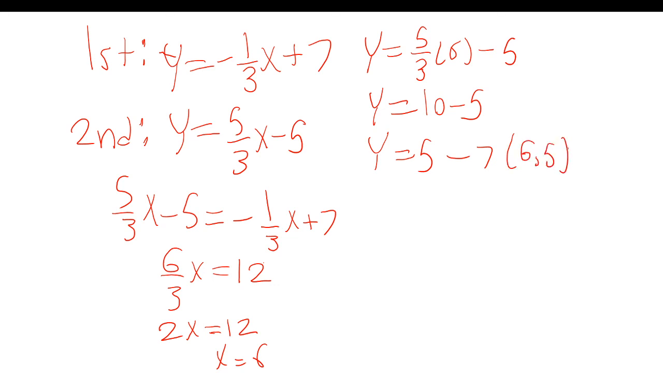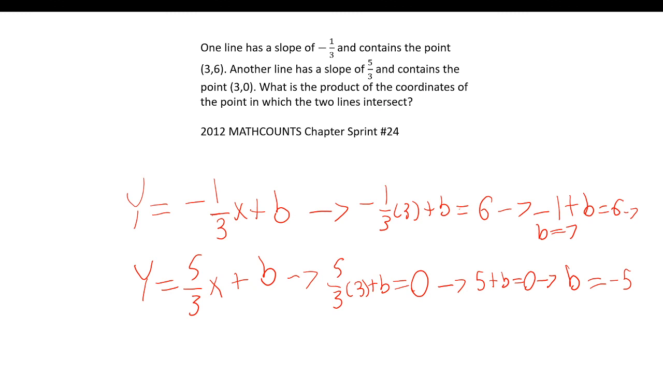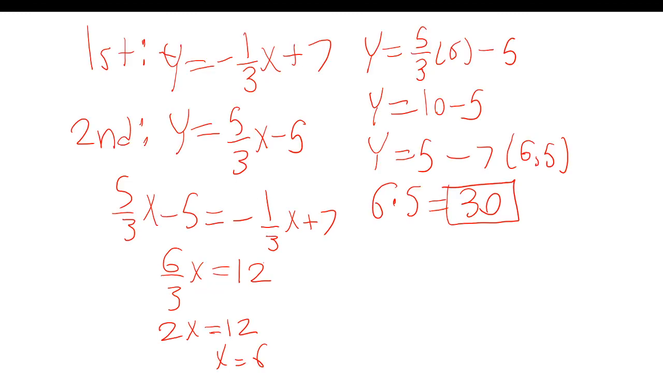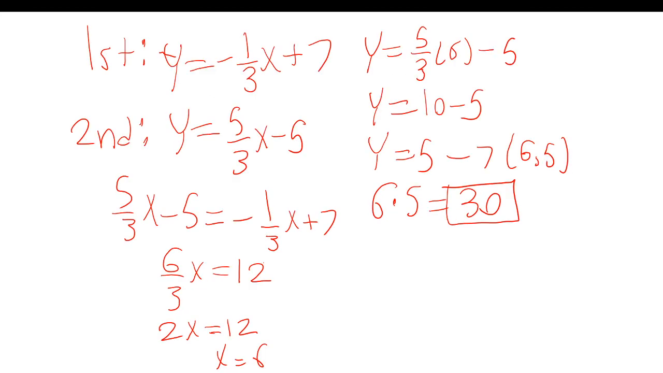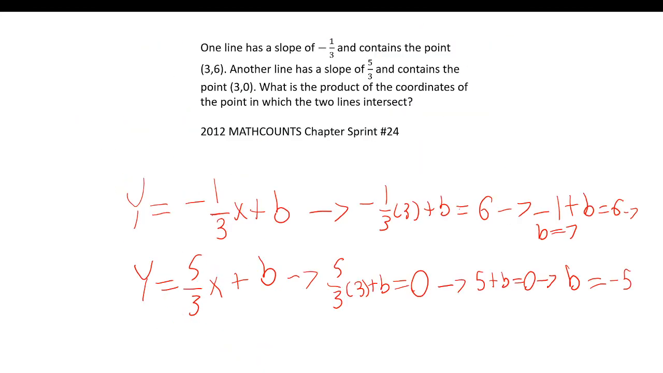So we figured out the point, and now we know that 6 times 5 equals 30, and that is our answer. We did a lot of algebra here and finally got the answer. The product of the coordinates of the point where the two lines intersect is 30. We didn't need any picture for this one, and there's a reason why they didn't give it to us.